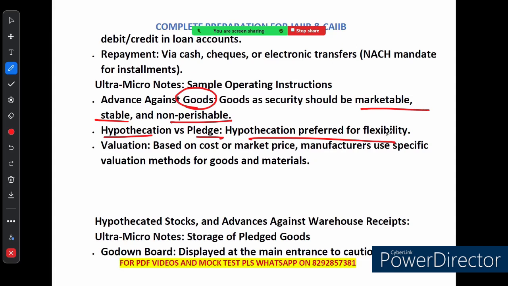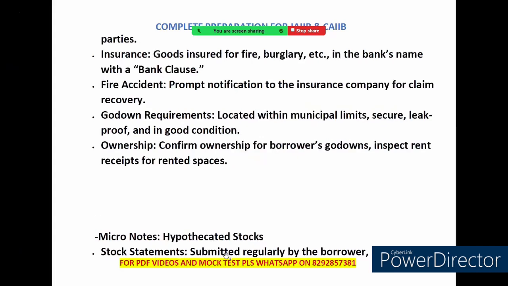Now let's talk about hypothecated goods and advance against warehouse receipt, these two topics. First, storage of pledged goods. When goods are pledged, a board at the entrance shows they are secured by the bank. So you can see a godown board displayed at the main entrance to caution third parties. These goods must be insured for risks like fire or burglary in the bank's name, right? Insurance is a must. The godown or the storage must be safe, leak proof and well maintained.